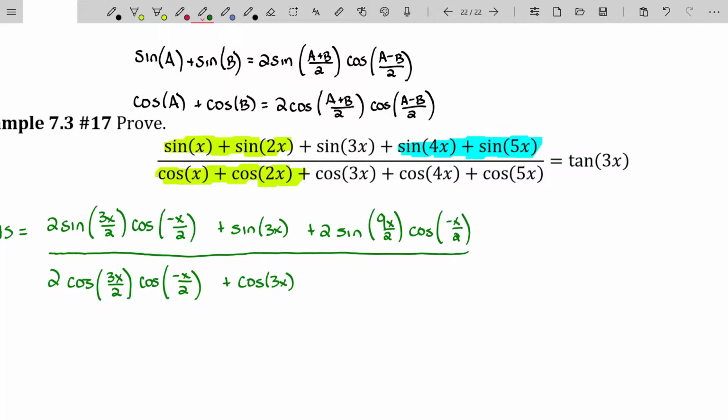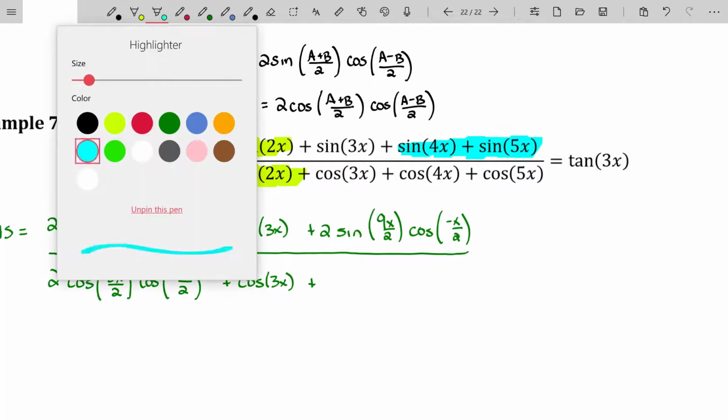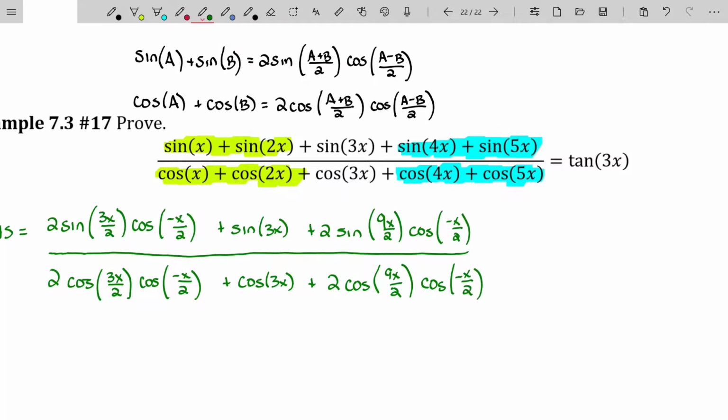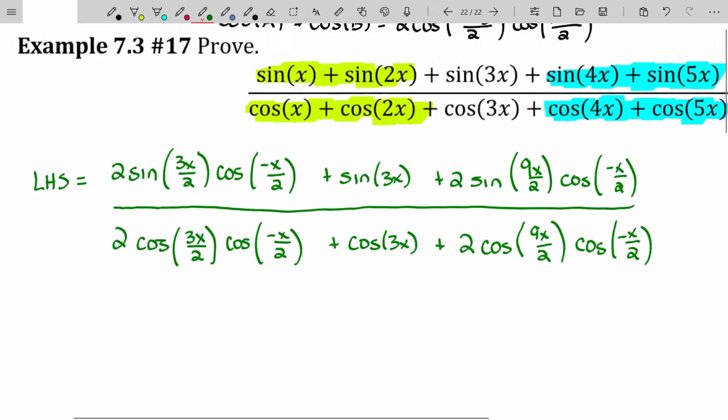All right, let's see, plus. And now what I'm going to do is go ahead and glue together these two, the cosine of 4x, cosine of 5x. Let's see here. That'll be twice, using the formula up above, cosine of 9x. Is that right? Yeah, 9x over 2. And times the cosine of a negative x over 2. That's 4x minus 5x is the cosine of negative x over 2. All right, so we get down to there.